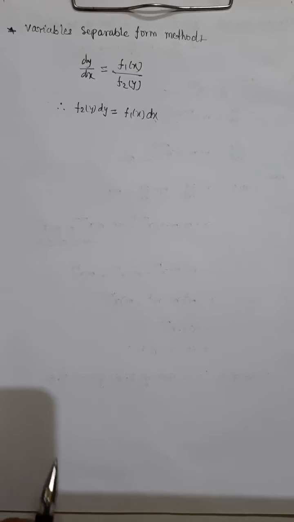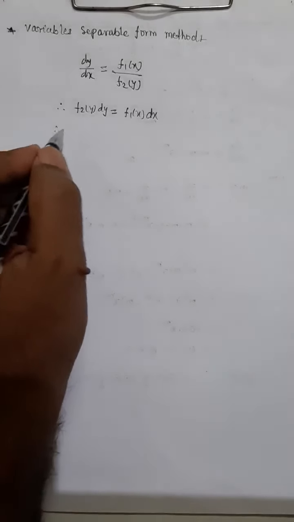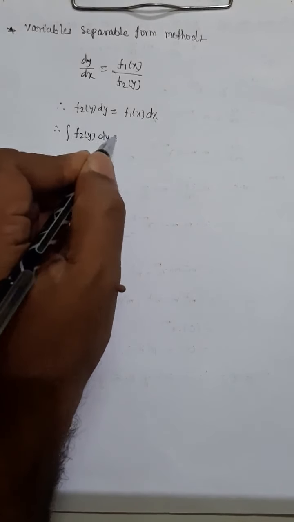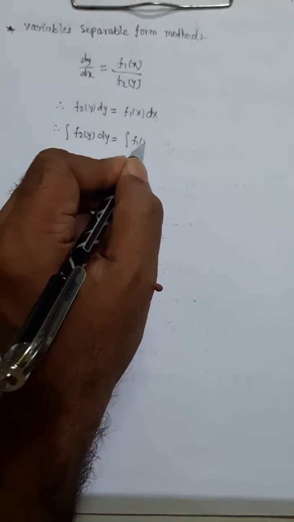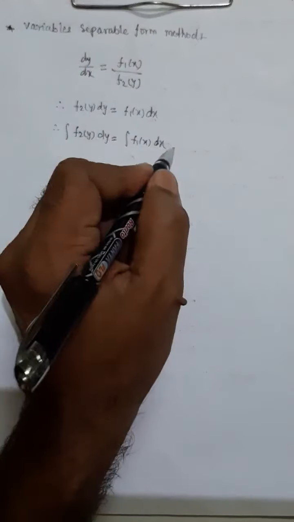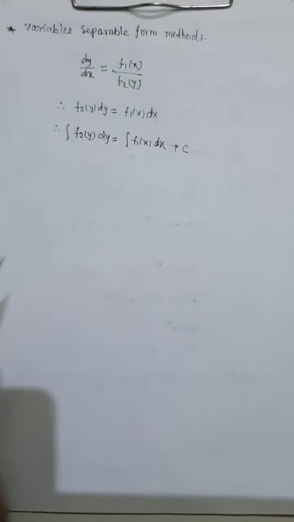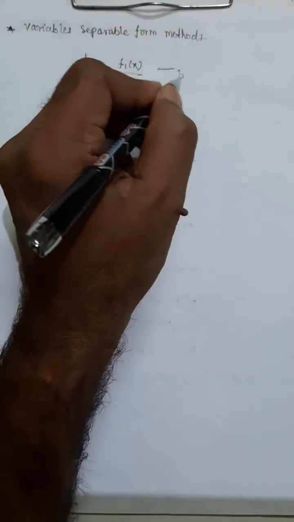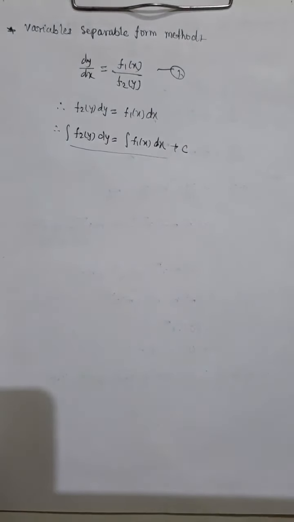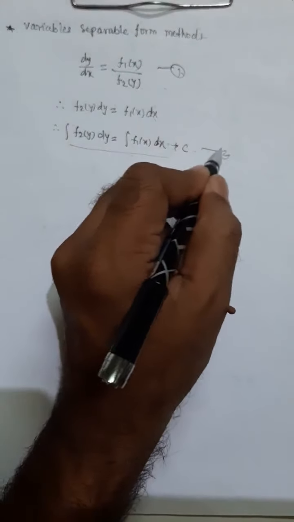After separation of variables, we integrate both sides. Integration of f2(y) dy is equal to integration of f1(x) dx. And this is nothing but the solution of the given differential equation. After integrating, we get the solution of the given differential equation 1. So note that integration of f2(y) dy is equal to integration of f1(x) dx plus c is nothing but the solution of the given differential equation 1.